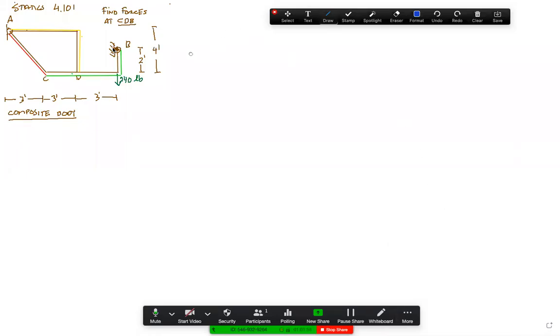So, guys, let's see about this problem. Okay, so we are in this topic of composite bodies. This is an example of a composite body problem. Let's see which one is the composite body.